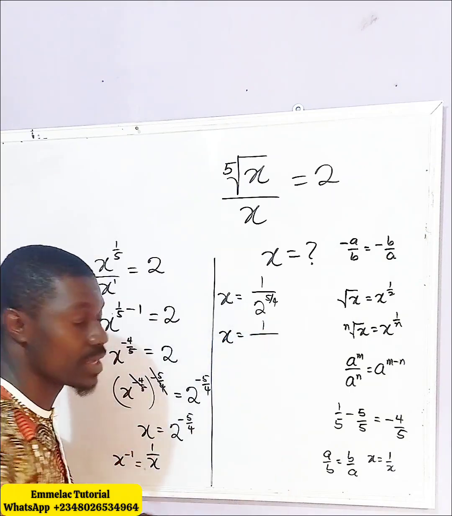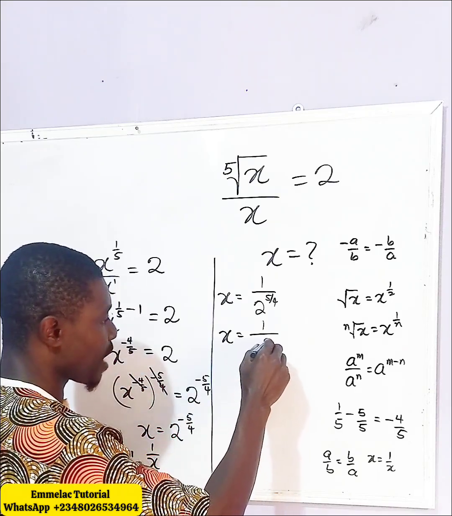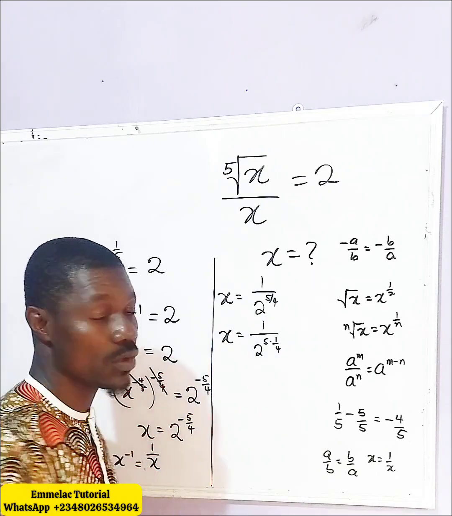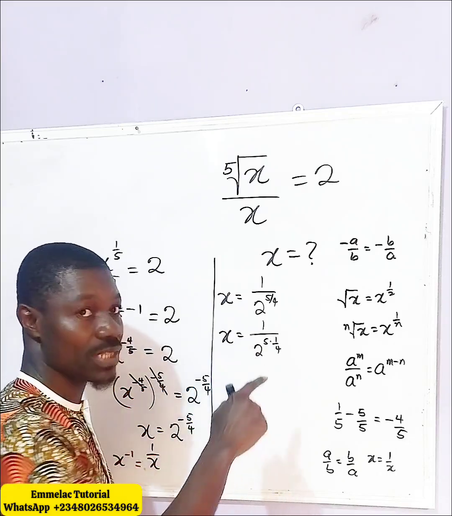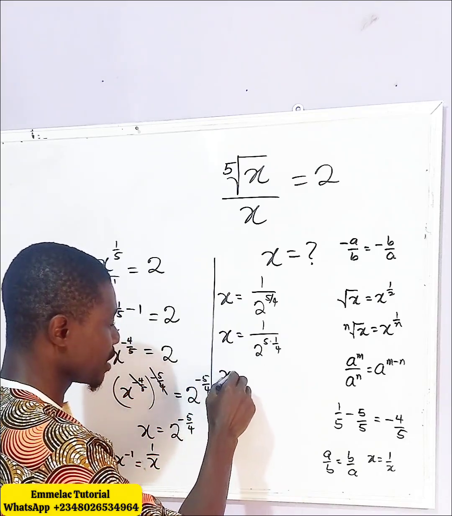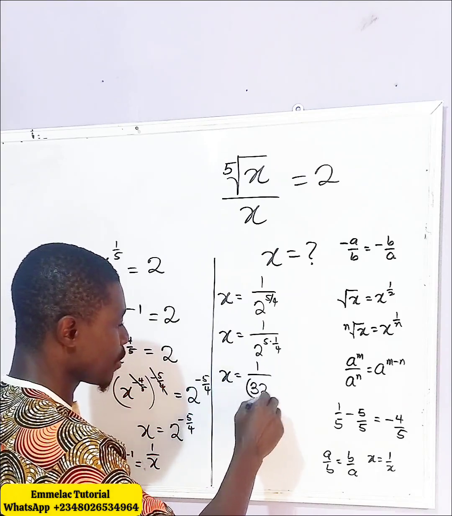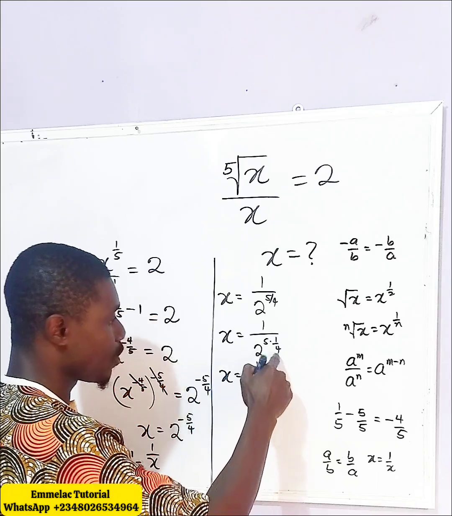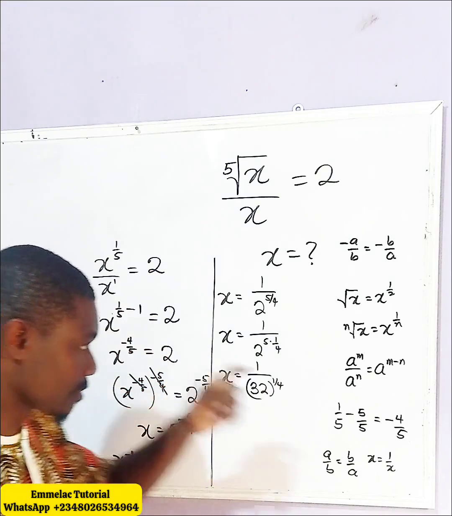Now this can also be split in this form, that x equals 1 all over 2 raised to the power of 5 times 1 over 4. Right? Now since 2 raised to the power of 5 is 32, we can now say x equals 1 all over 32, then all raised to the power of 1 over 4, which is this.